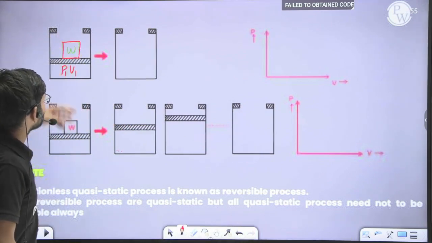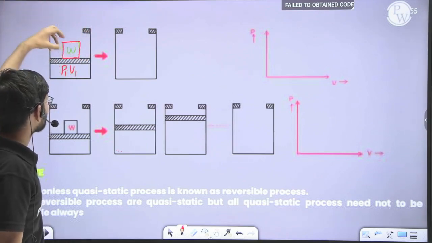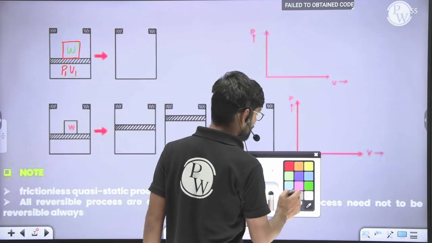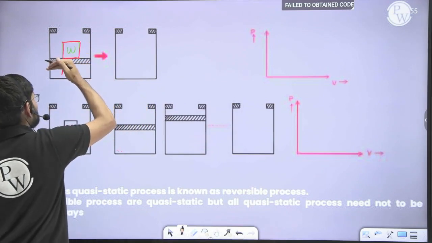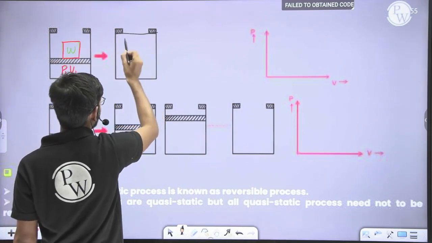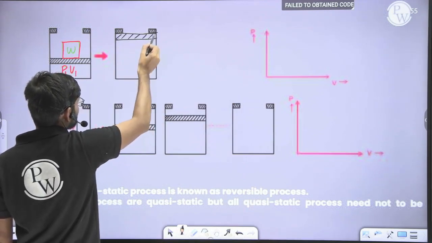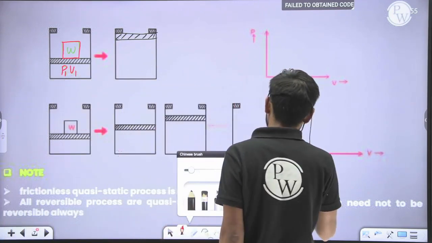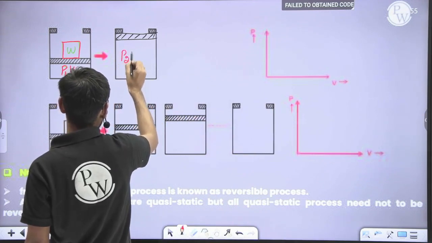Now what I'm going to do is remove this block. When I remove this block, what will happen? There is a huge pressure difference, so because of that this piston will move forward, and it will be a very, very fast process, or we can say a spontaneous process. This piston will reach the top spontaneously, very fast, and the final condition will be P2 and V2.